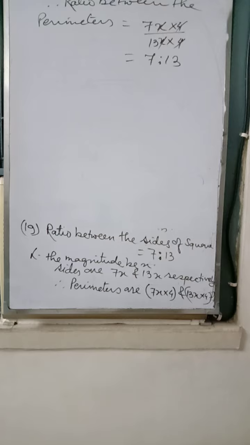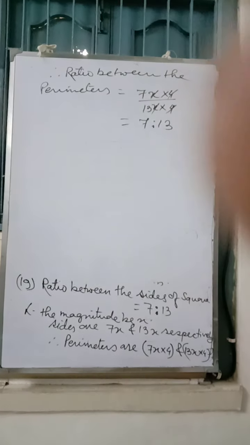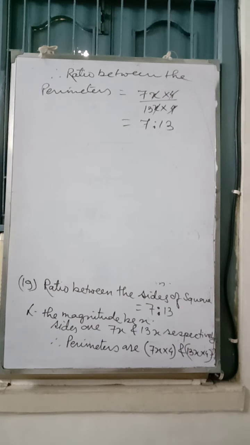Question number 20 is the same as question number 18.1. You have given length and diagonal. You have to find the perimeter. So 20 is also homework. I am not going to do. Look at question number 21.